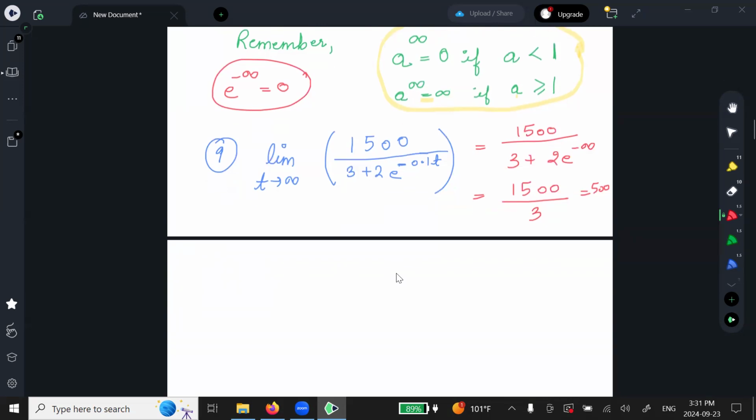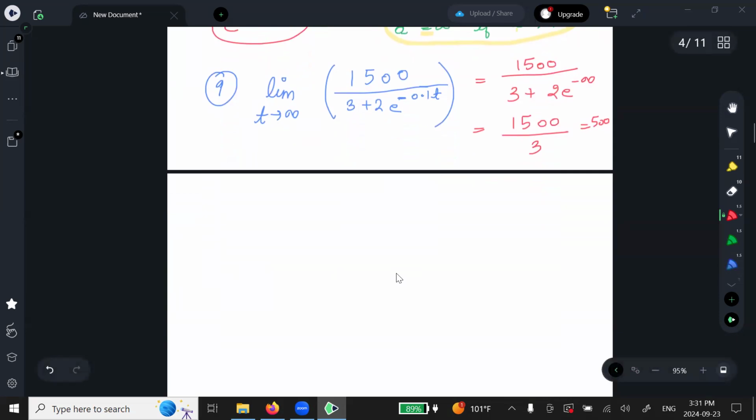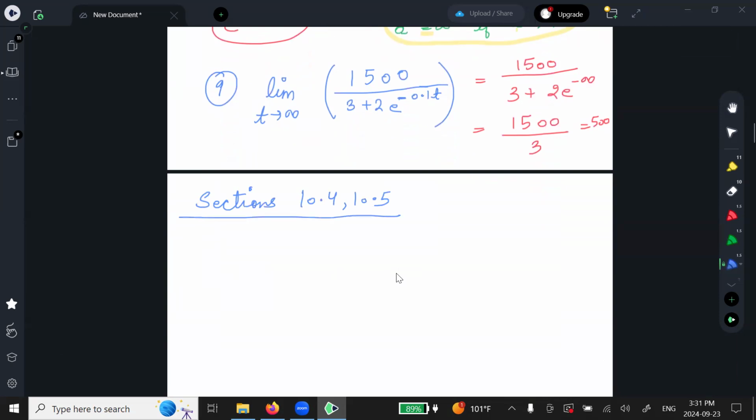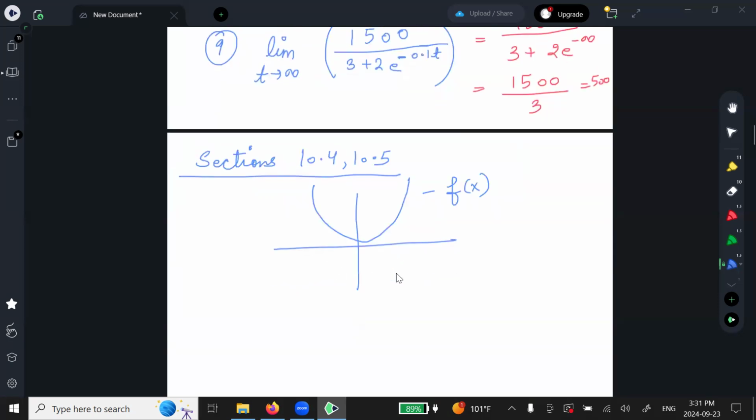Now, number 4. It's number 4 from sections 10.4, 10.5. I just want to talk about this graph for a minute. This is the graph of f. This is f of x, okay? This is the graph of f of x. Everybody can see this?